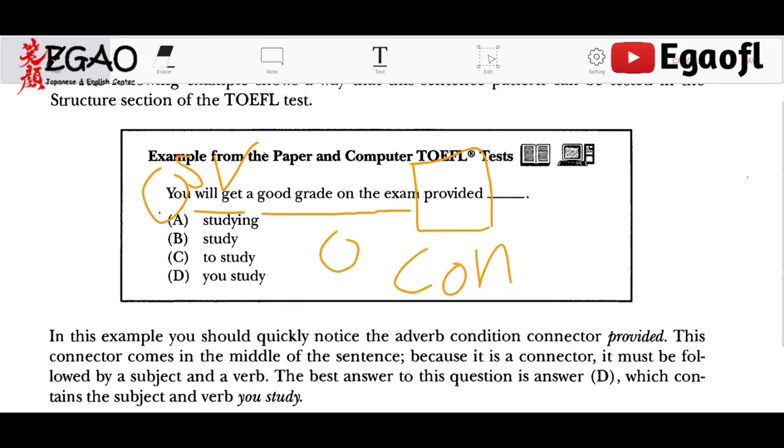Okay, because the connector is in the middle of the sentence, you do not need to put any comma around here. And after the connector, what you have to have in your sentence, of course, is the subject and verb. So please try to find the subject and the verb from the options A, B, C, and D. A, "studying," there is no subject. "Study," that's only a verb, not the subject. "To study," no. And of course, the correct answer is D, "you study."